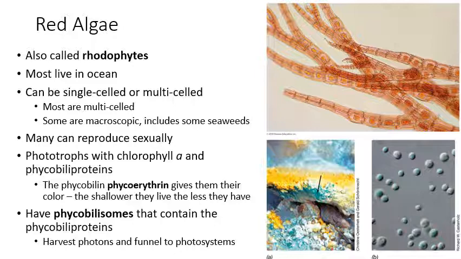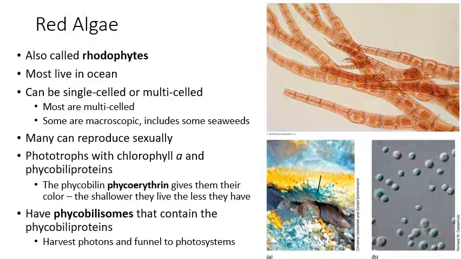Some of them are macroscopic. Most of them are microscopic multicelled, but some of them are multicelled macroscopic. And some of the seaweeds are actually red algae. A lot of them can reproduce sexually, but not all of them. And of course, since they're algae, they are phototrophs that have chloroplasts that do photosynthesis. And the pigments they have are chlorophyll A and phycobiloproteins.